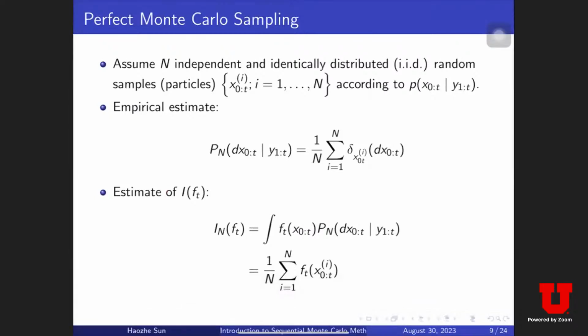I want to introduce the perfect Monte Carlo sampling. It is very unique because in the ideal situation we could draw a sample of size n from P directly, the posterior distribution of interest. We can form an estimate of P using the empirical distribution of the sample.